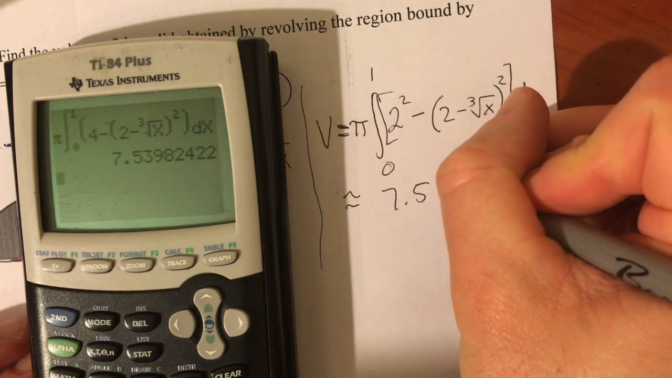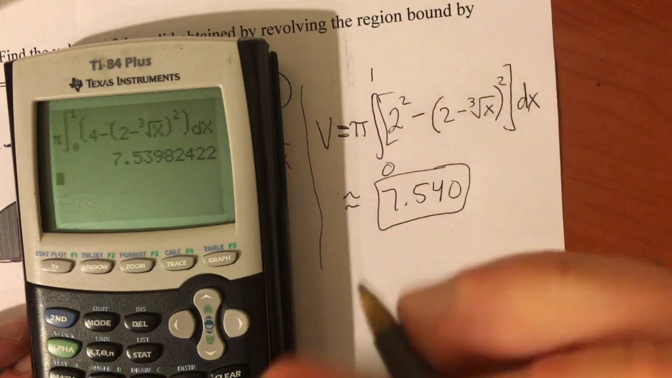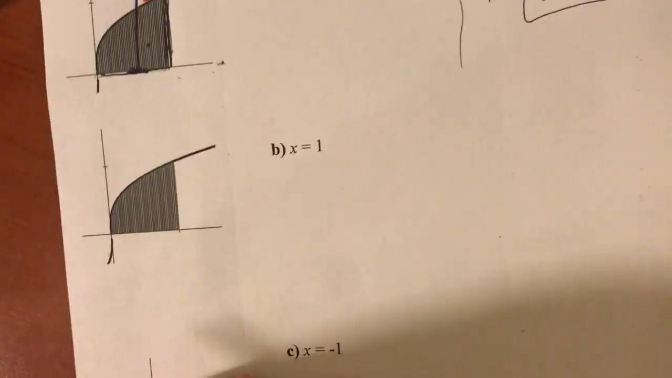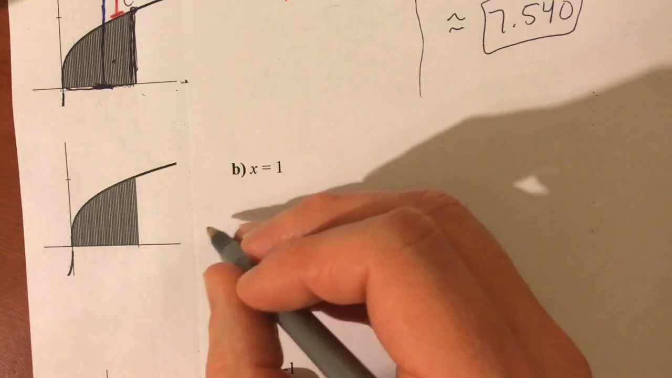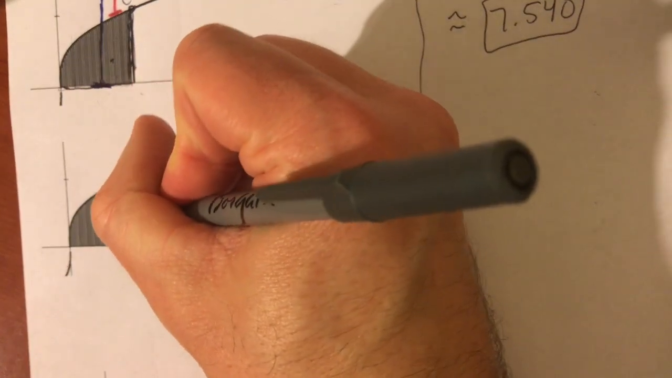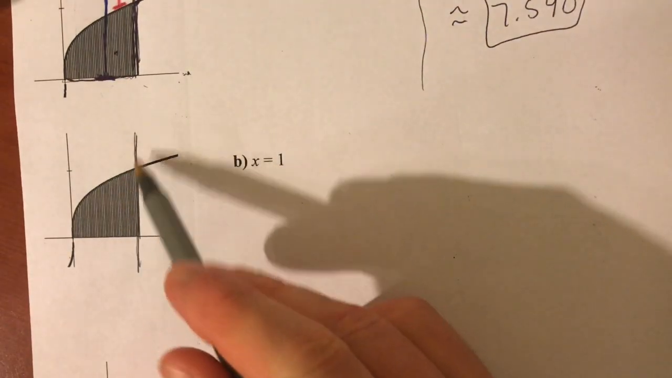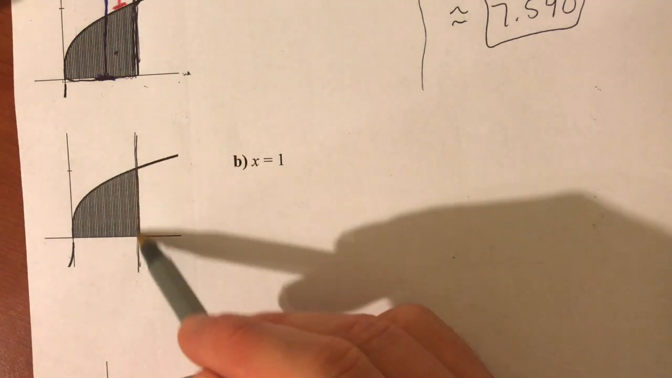7.539, which then rounds up, so 7.540, or 7.539 if you want to truncate. And there you go. Okay, taking this same region and revolving it around the line x equals 1. The line x equals 1 is right here. You're revolving this around this axis. There is no space between the region and the axis.